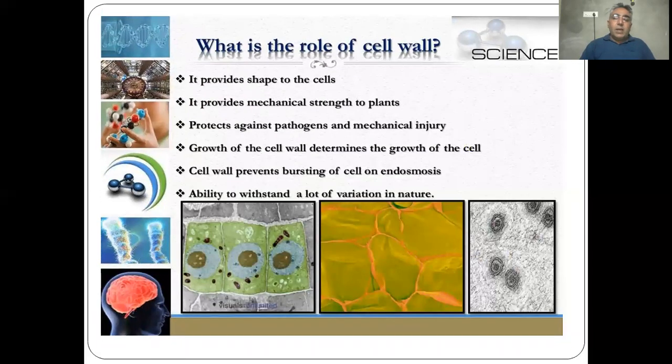What is the role of the cell wall? It provides shape to the cell. It is hard and rigid, and it is protective in function, and it provides shape to the plant cell, bacterial cell and fungal cell. It provides mechanical strength to plants and protects against pathogens and mechanical injury. Growth of the cell wall determines the growth of the cell. The cell wall prevents the bursting of the cell on endosmosis. It has the ability to withstand a lot of variation in nature.